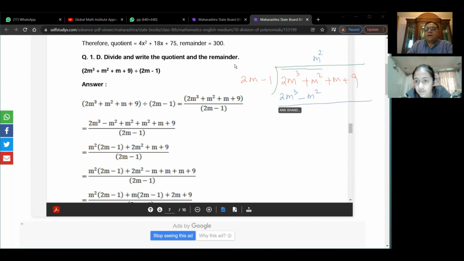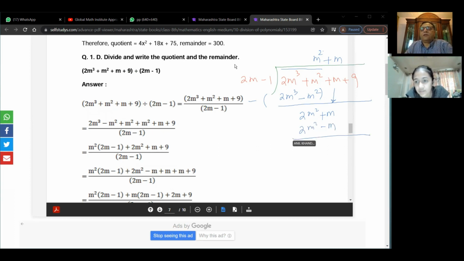When you take away, you get what? 0. 2m squared, because that minus becomes positive, right? When you do take away of this expression, the signs will change. So you get 2m squared. Now bring down m, so plus m. How many times will this go now? M times, you're right. So then you get 2m squared minus m.